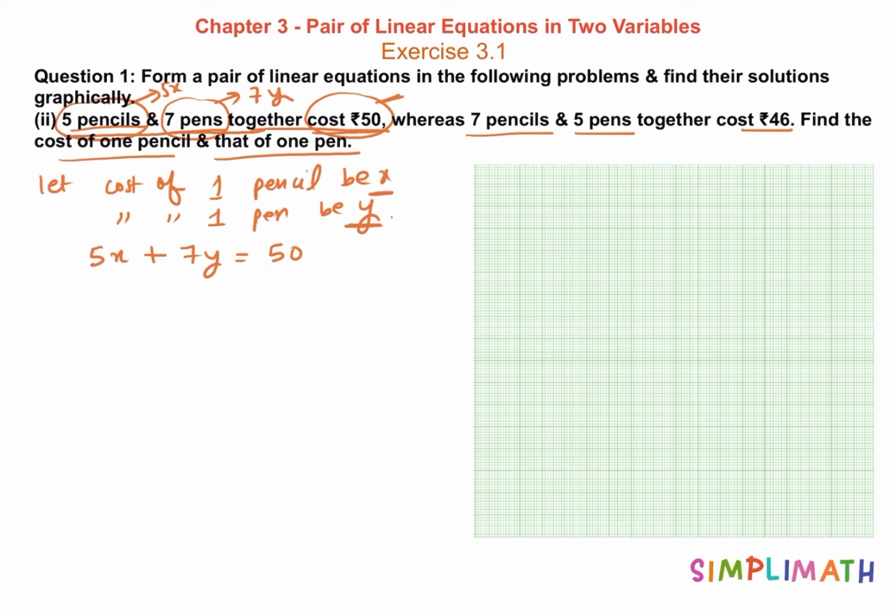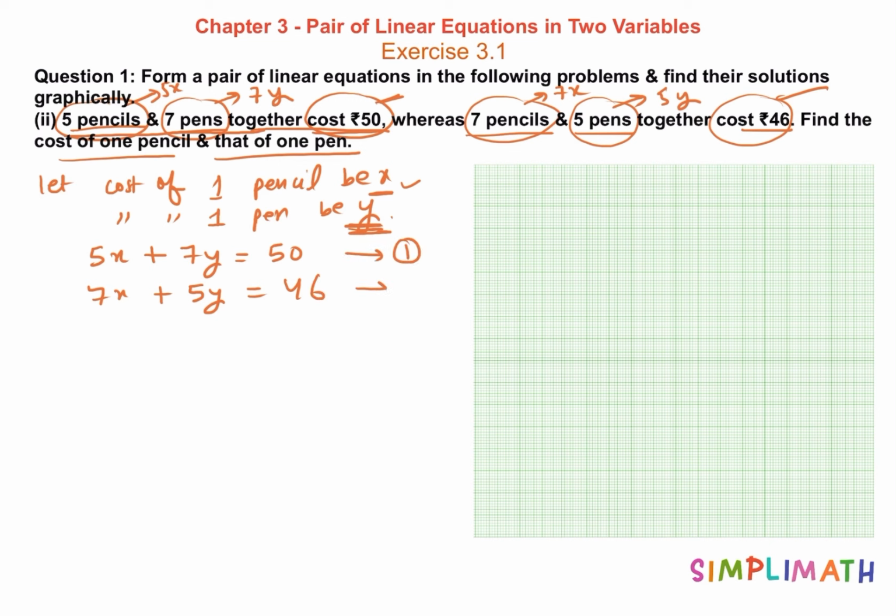And the second part of the word problem is 7 pencils and 5 pens together cost rupees 46. So the cost of one pencil is x, so the cost of 7 pencils is 7x. The cost of one pen is y, so the cost of 5 pens is 5y, right? So 7x plus 5y equals 46, right? So these are the two equations that we have gotten from our word problem.